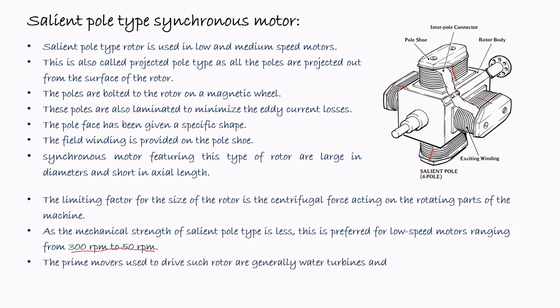The prime mover used to drive such a rotor is generally a DC machine. It is not the water turbine, that is basically used for the synchronous generator. It will be basically the DC generator or specifically the DC shunt motor. Why the prime mover is required, we'll discuss later.